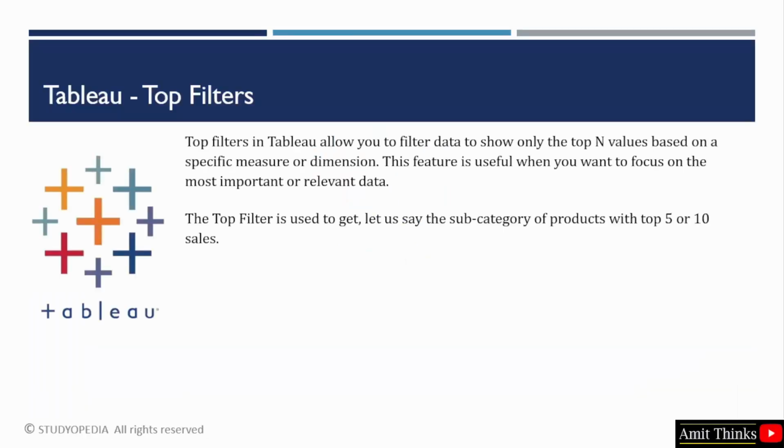So if you want to filter data to display only the top n values based on a specific measure or dimension, then use the top filters. This feature enables you to focus on the key data points and simplify your visuals. So if you want to get the subcategory of products with top 5 or top 10 sales, you can use the top filter.